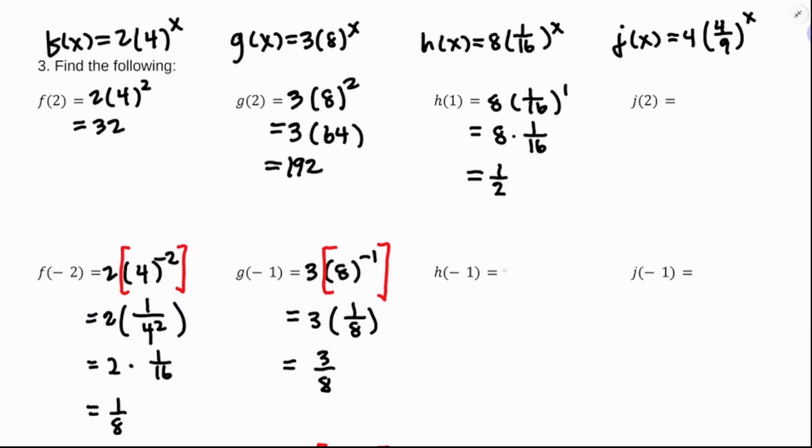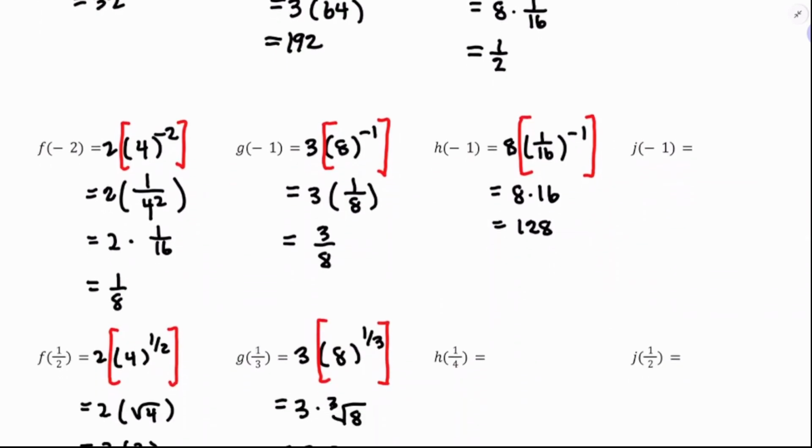H of -1 is going to be, we're just going to replace x with -1. Okay, we're going to be careful here. -1 power with a fraction. Okay, 1/16 to the negative first power, that's going to be 16 over 1. So that's going to be 8 times 16. So that would be 80 plus 48 is equal to 128.